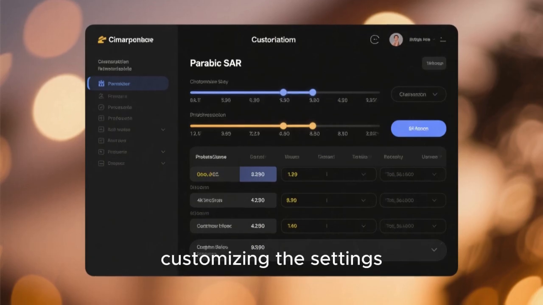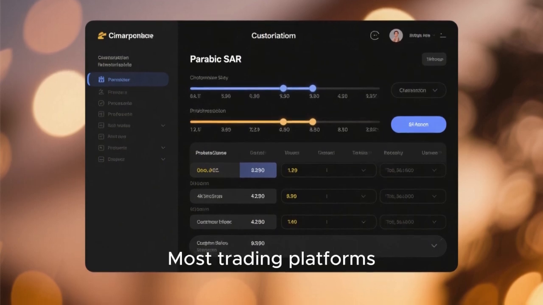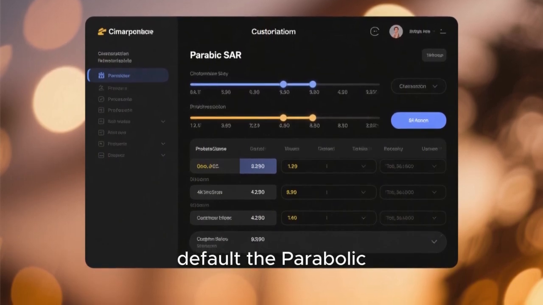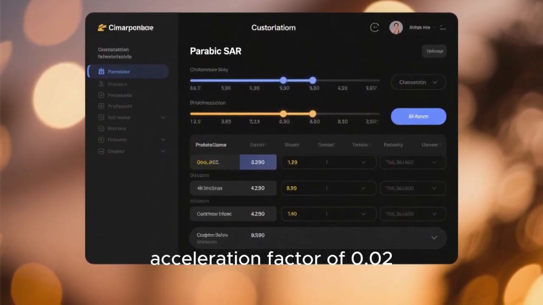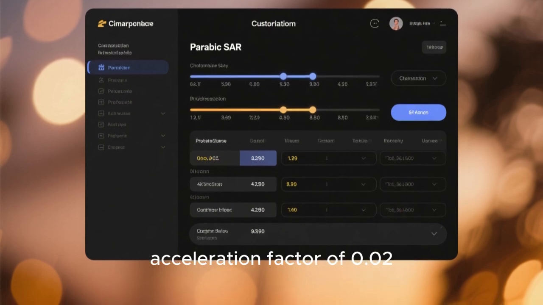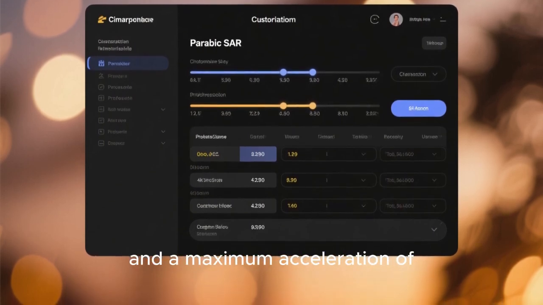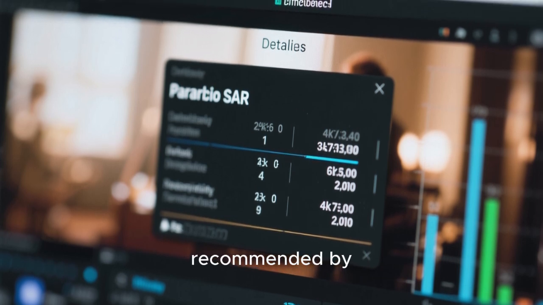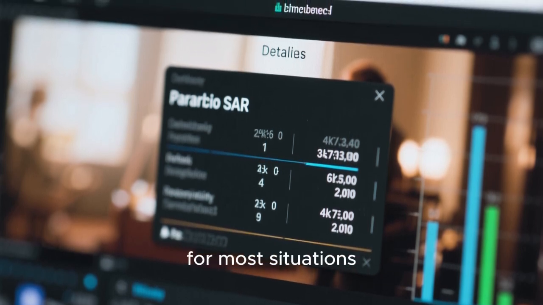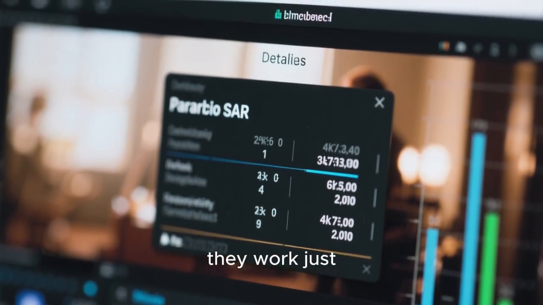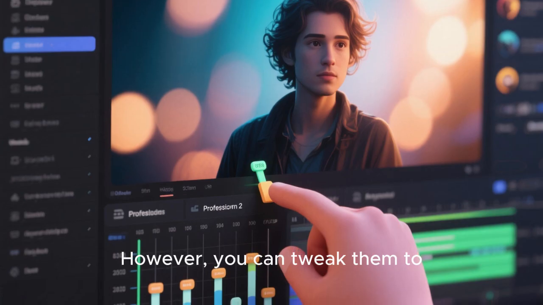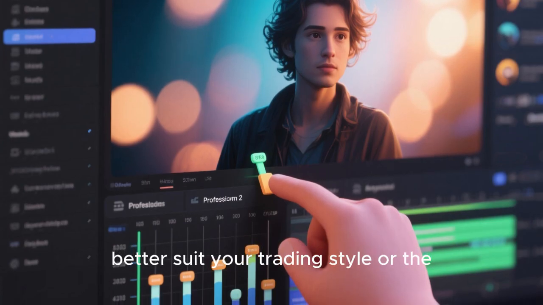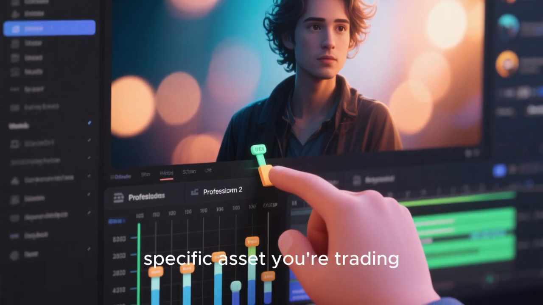Let's also talk about customizing the settings. Most trading platforms default the parabolic SAR settings to an acceleration factor of 0.02 and a maximum acceleration of 0.20. These are the standard settings recommended by Wilder himself, and for most situations, they work just fine. However, you can tweak them to better suit your trading style or the specific asset you're trading.